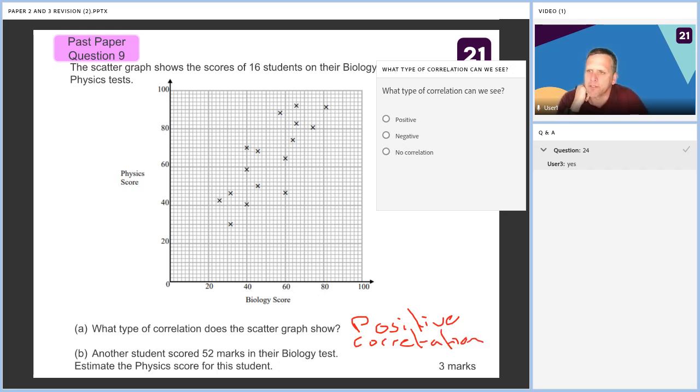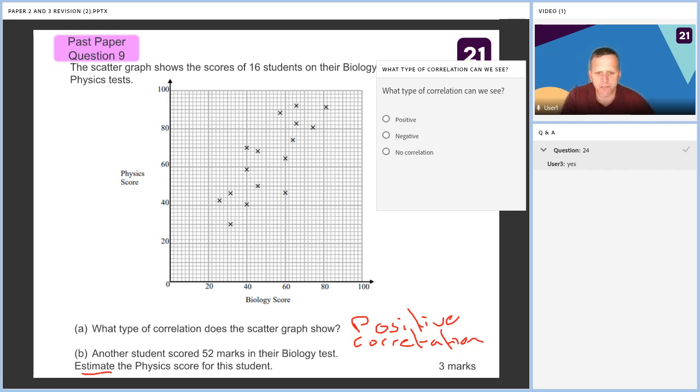Now, another student scores 52 marks in the biology test. Estimate the physics score of the student. It means estimate because it's not going to be a perfect answer. If you've taken your biology test but missed your physics test, your teacher can use everybody else's results to have a bit of a guess at what you might have got.